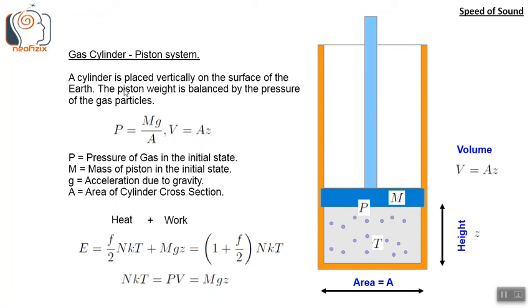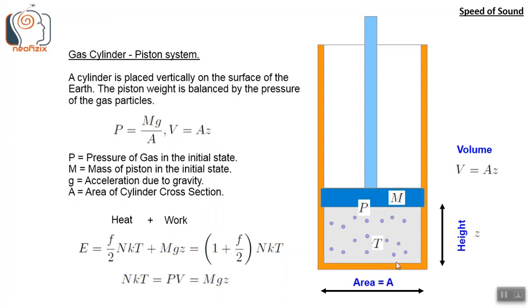So basically in this, a cylinder is placed vertically on the surface of the earth. The piston weight is balanced by the pressure of the gas particles. So basically we'll have these relationships: P equals mg by A and V equals Az. P is the initial pressure of the gas, m equals mass of the piston, g equals acceleration due to gravity, and A equals area of the cross section of this cylinder.